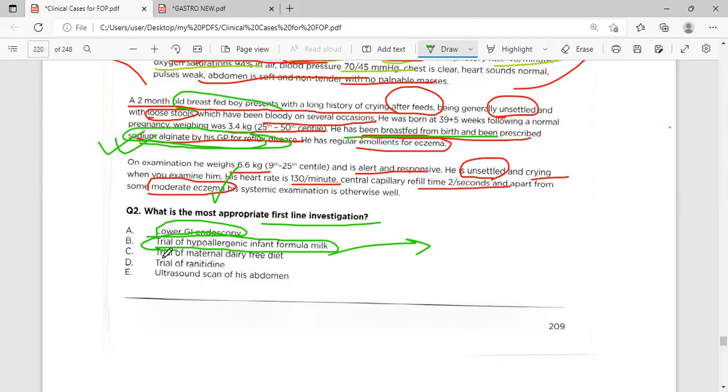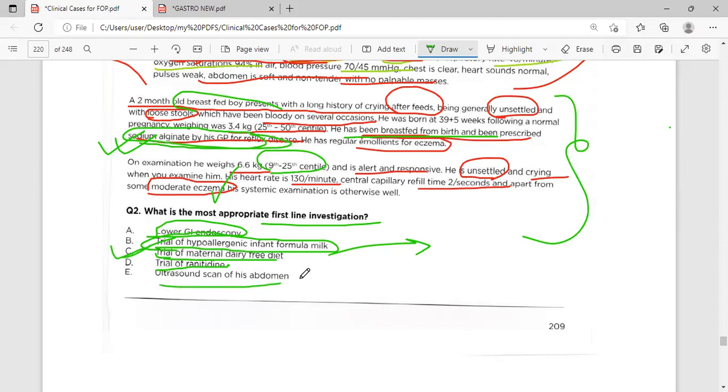Okay. Next one is trial of maternal dairy-free diet. Yes, we are going to do this, because our baby is breastfeeding. He's not having any infant formula, so his source of cow's milk protein is from the mother. So we will ask the mother to stop any kind of cow's milk she has been taking. Trial of ranitidine would usually be given if we were suspecting GORD. But this is not a case of GORD. Why not? Because of the eczema, and there is some faltering of growth, and the child has already been given sodium alginate.